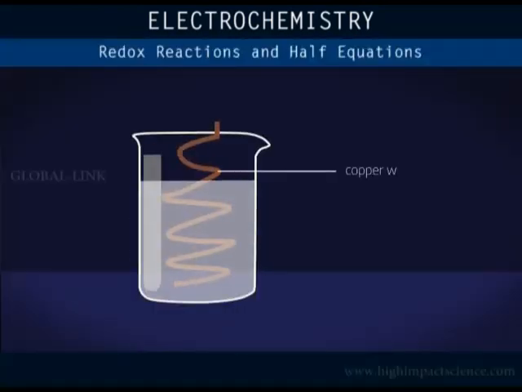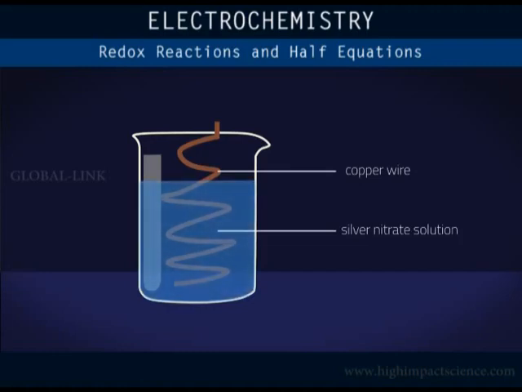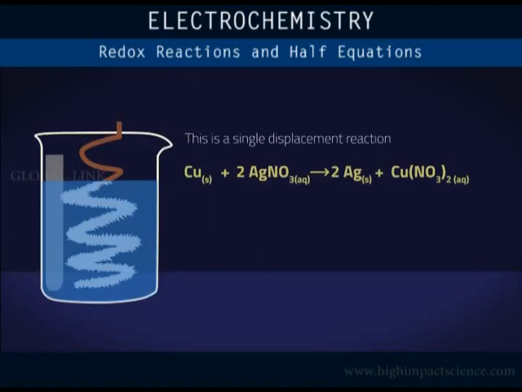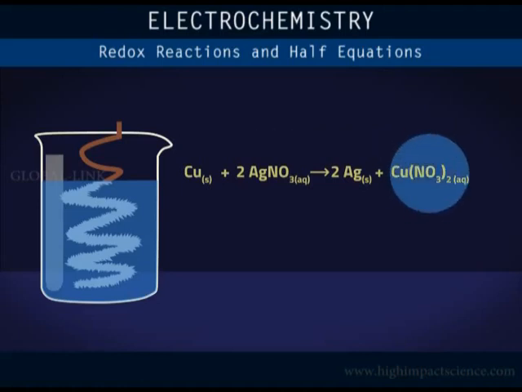Consider a strip of copper wire dipped into a solution of silver nitrate. Over time, the solution turns from colorless to blue. We also observe a deposition of silver crystals on the copper wire. This is a single displacement reaction. The copper metal, which is higher in the reactivity series, has displaced silver in silver nitrate. The solution turns blue because of copper-2 ions in the solution.